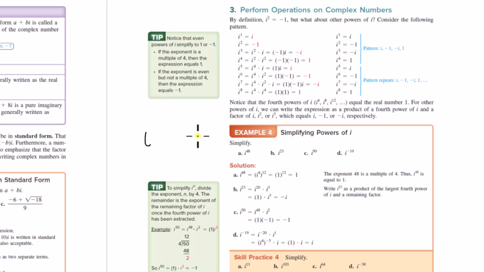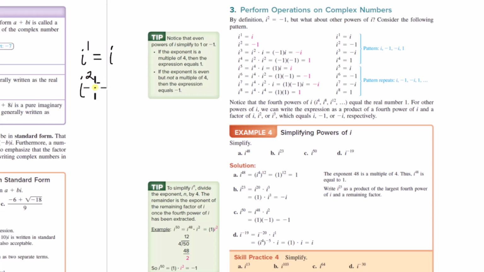I to integer powers, positive or negative integer power. So let's start with a positive integer. How do we simplify I to a positive integer power? Well, what we're going to take advantage of is, if we have I to the first, we know that's equal to I. Okay, now let's keep going.